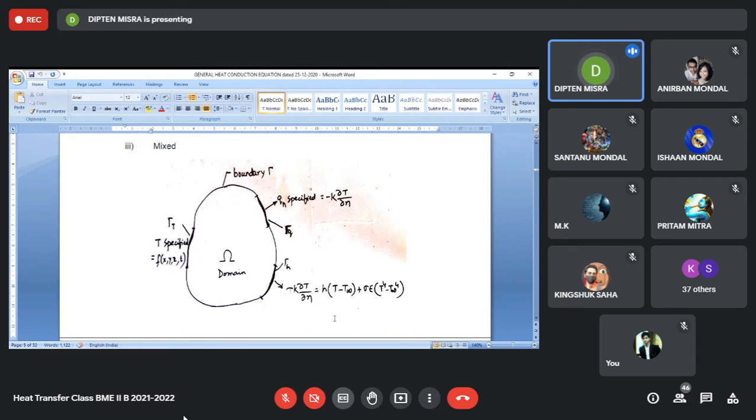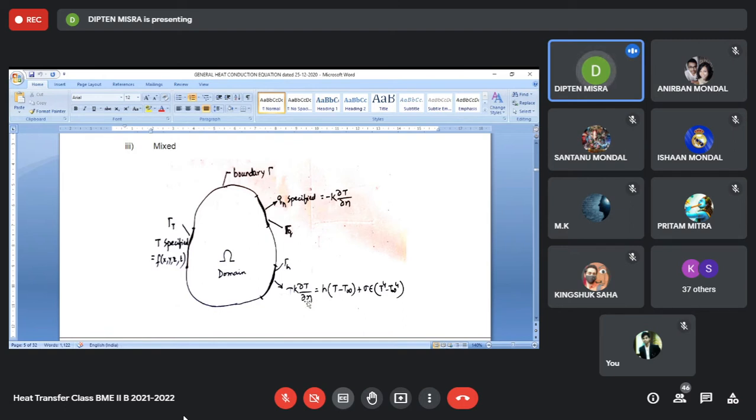This is the only thing that we can take advantage of. But what we do not know is the value of T, which is the surface temperature. Neither do we know the value of del T del n, which is the gradient at the surface, the temperature gradient measured from inside of the body up to the surface. This gradient is neither known, nor do we know this temperature.